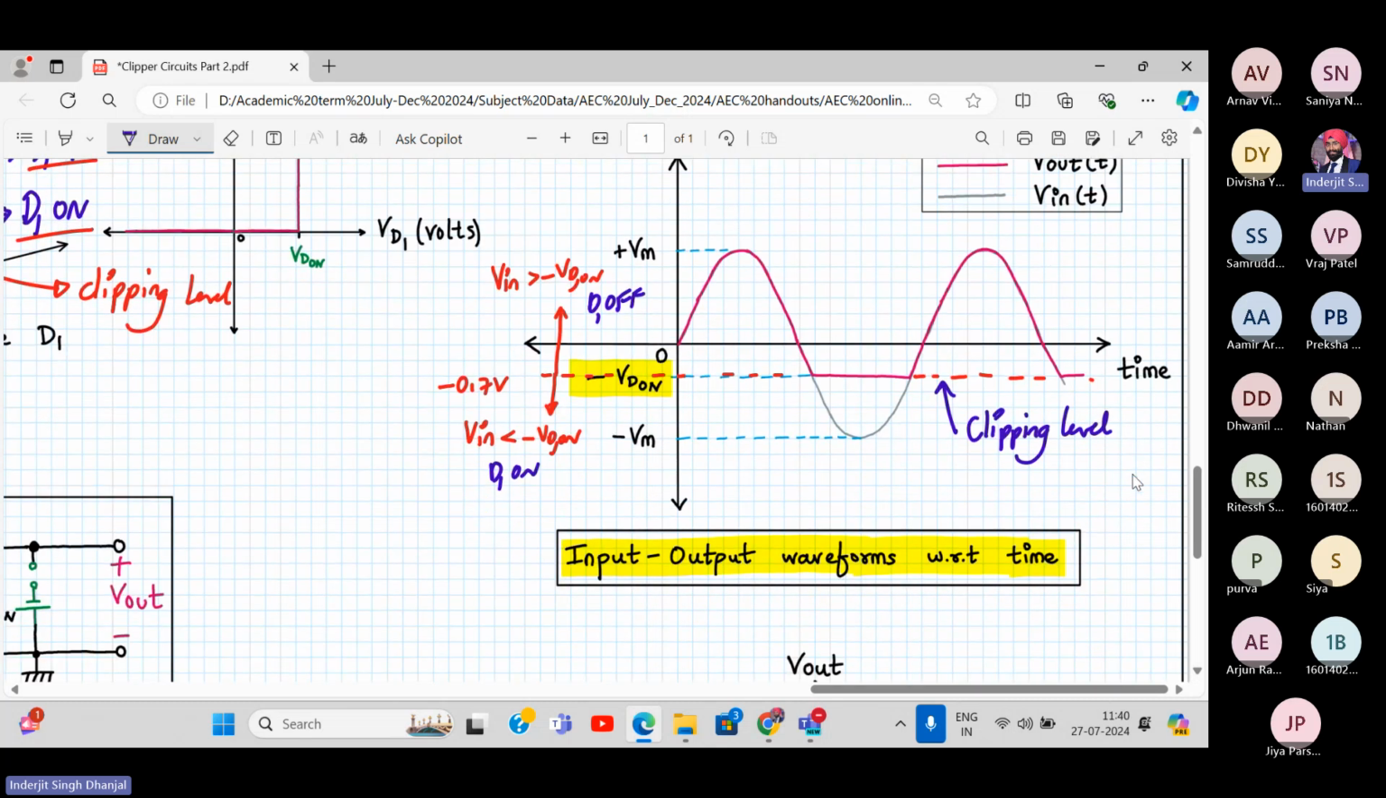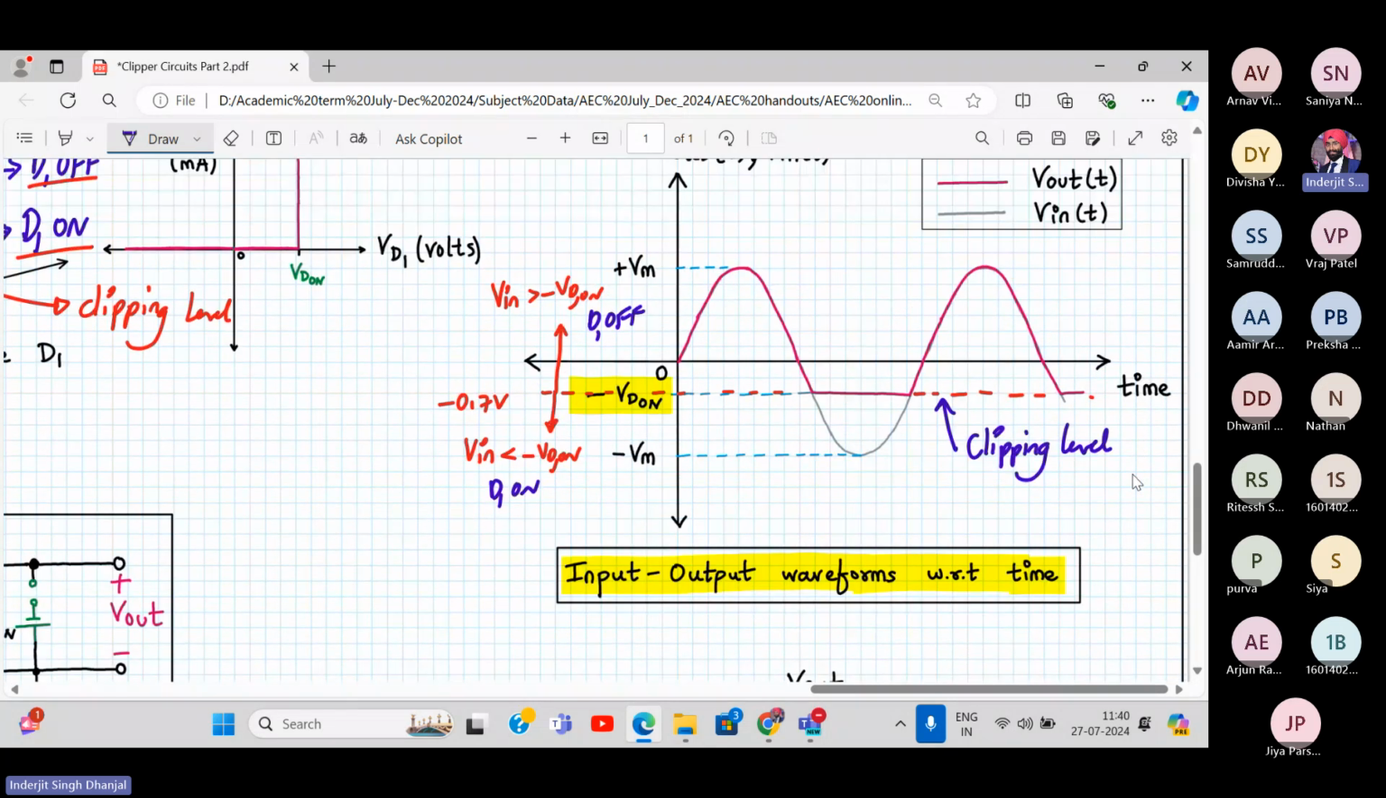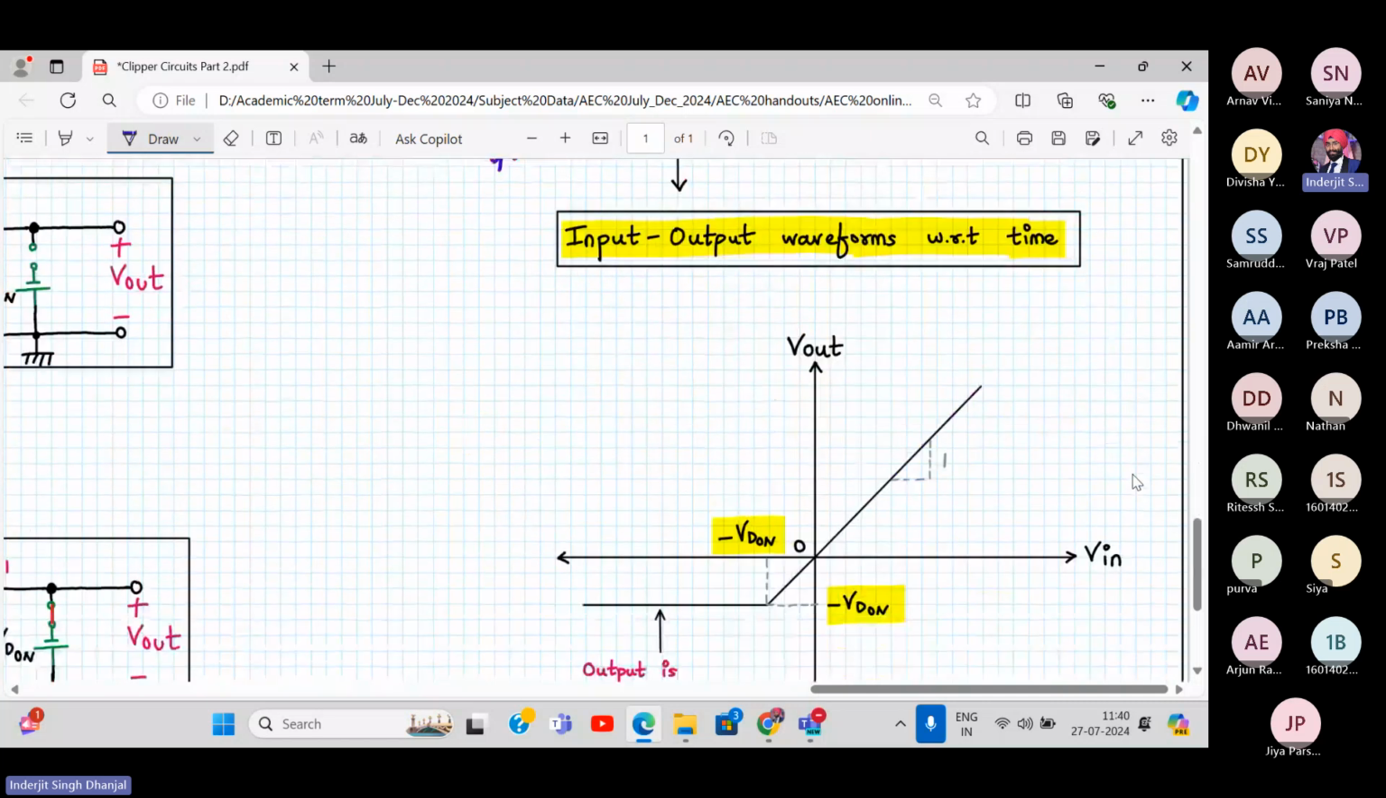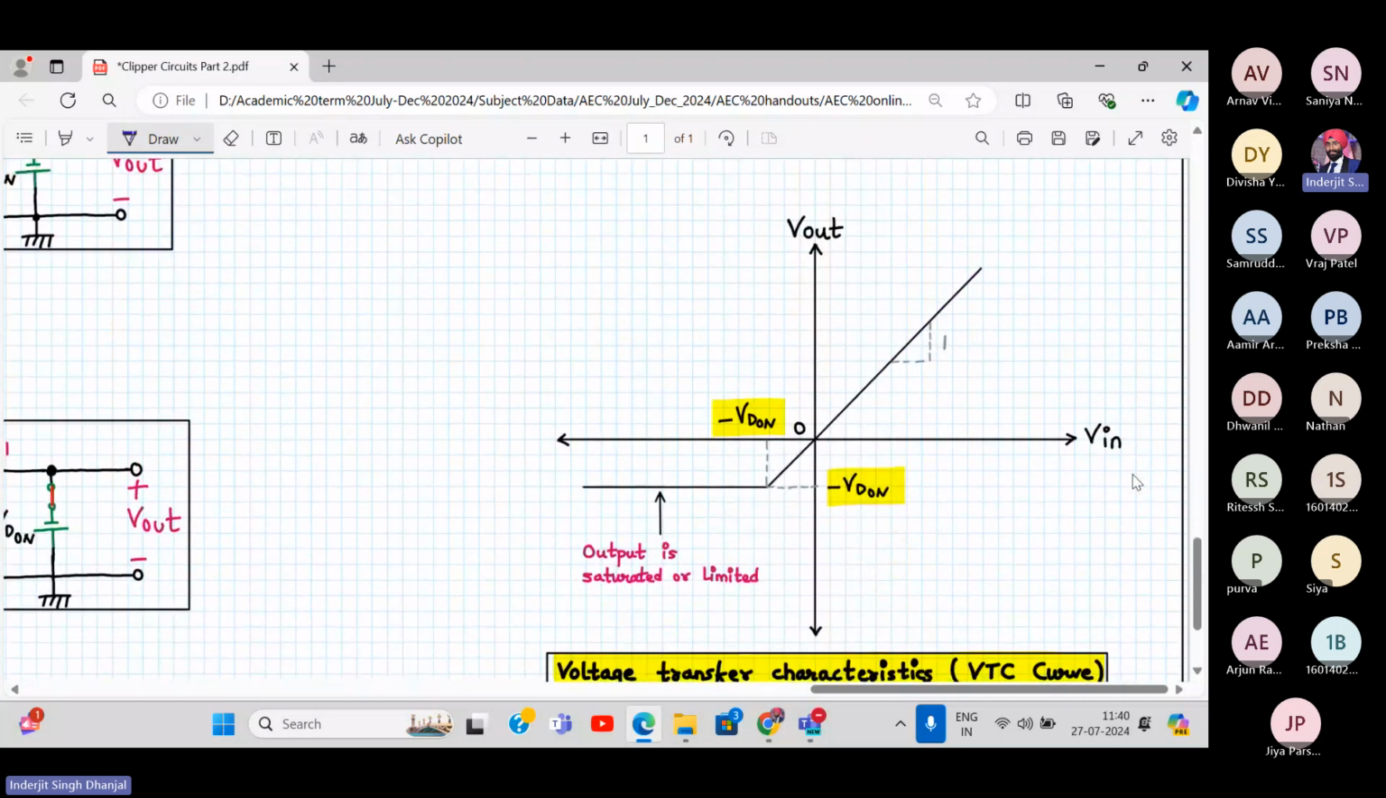Okay. Now what about the input-output VTC curve? The VTC curve looks like this. For the entire positive half cycle, I know the diode is off, so the output will follow the input. And here, what is my clipping level? This is my clipping level, which I'm drawing over here. On the right-hand side, my diode is off, and on the left-hand side of this, my diode is on.